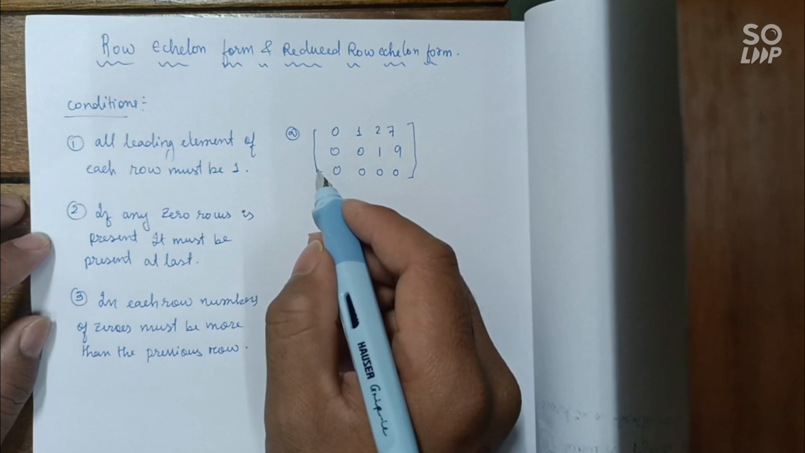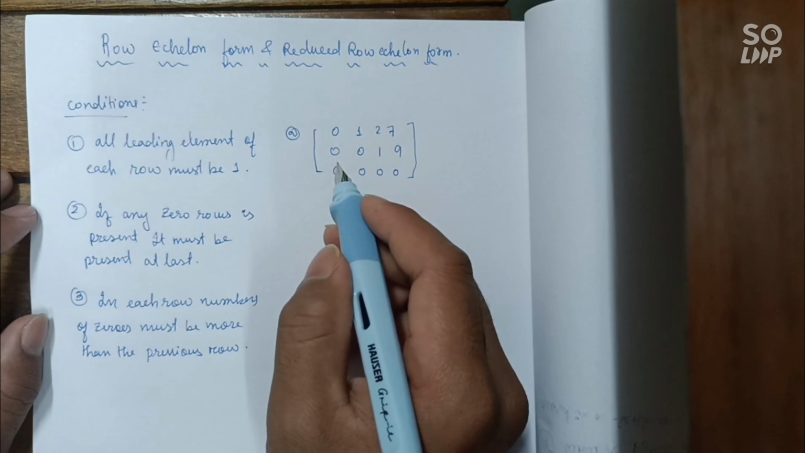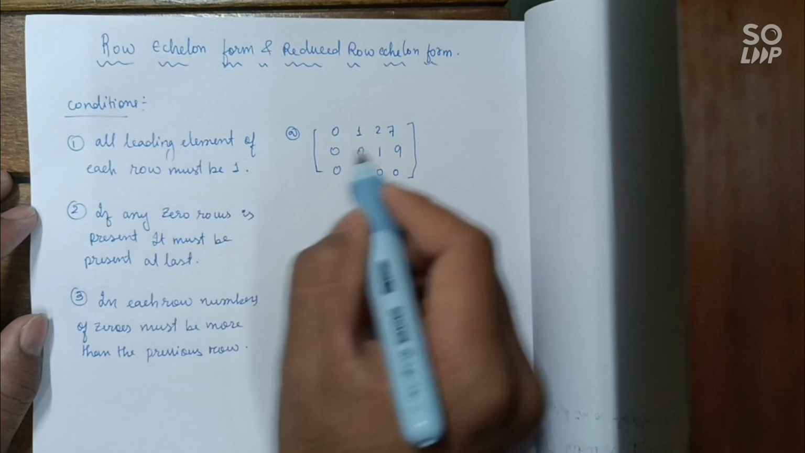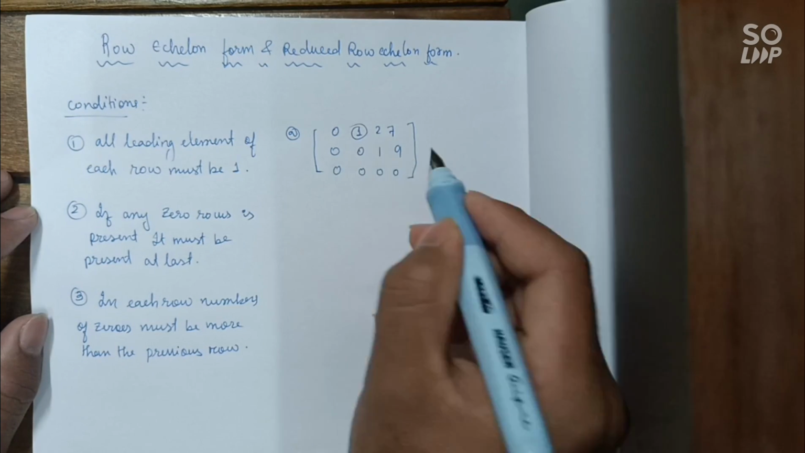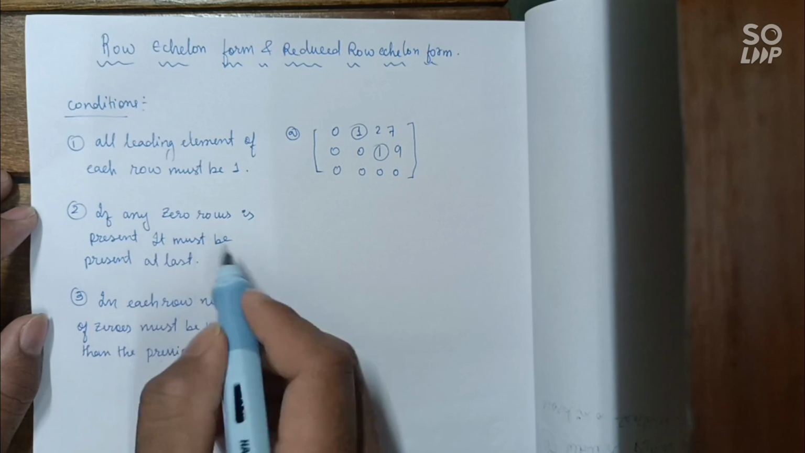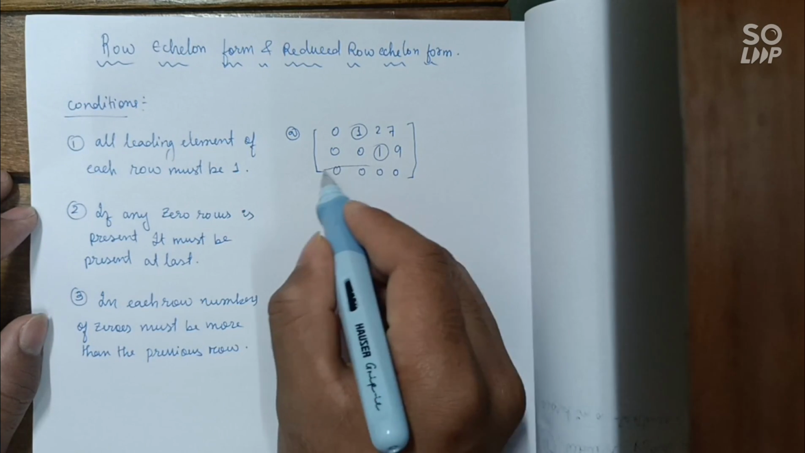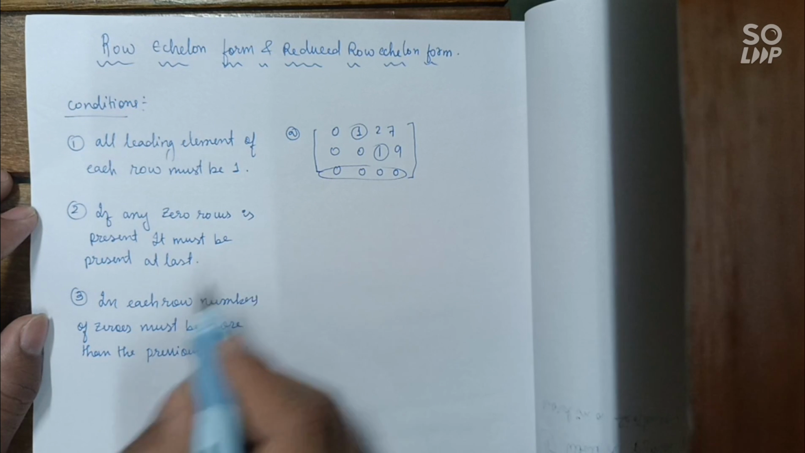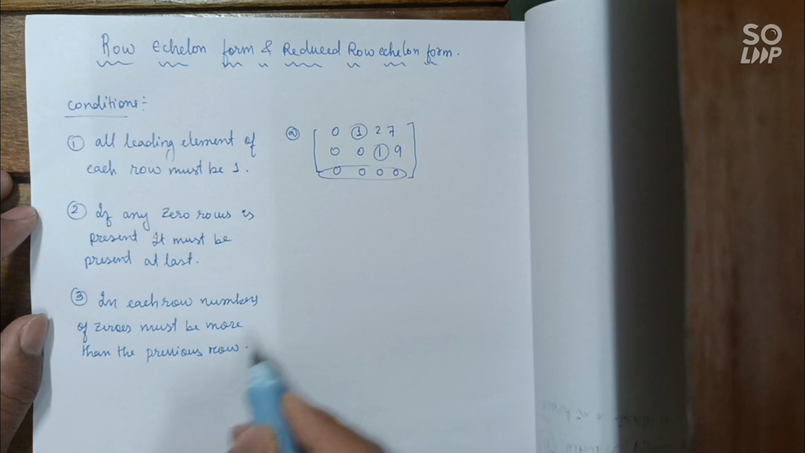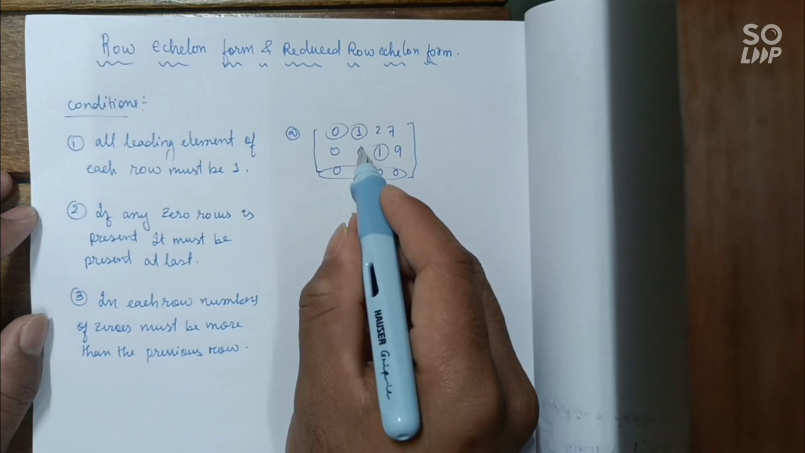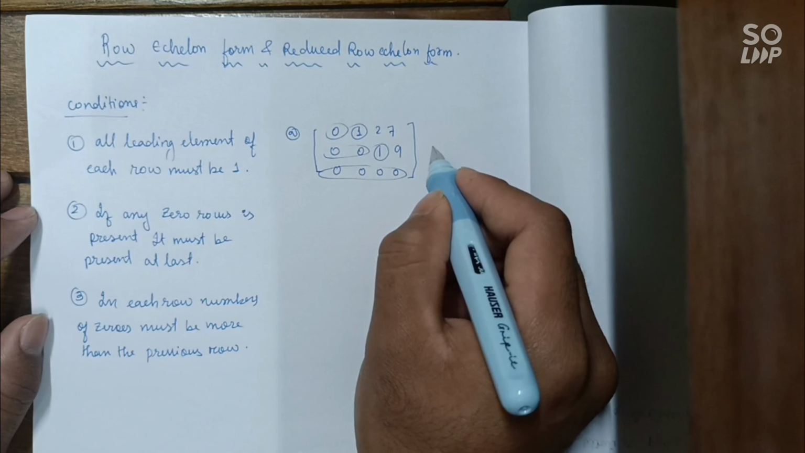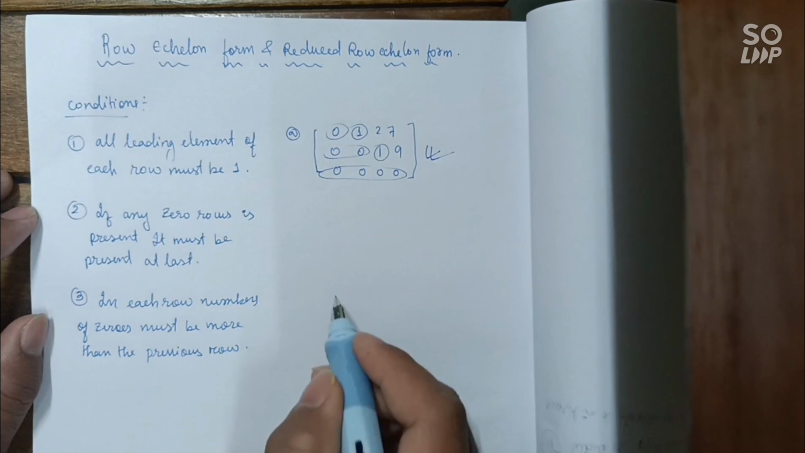So let's check example A here. We've got the matrix. The first leading element should be 1. So we have our leading elements here as 1 and 1. Let's check condition number 2. If any 0 row is present, it must be present at last. So here we can see our 0 row and it's present at last. And then number 3, in each row the number of zeros must be more than the previous row. As we can see here, it's 1, then here it increased to 2, and then here it's 3, 4. So we can say that this is a row echelon form.